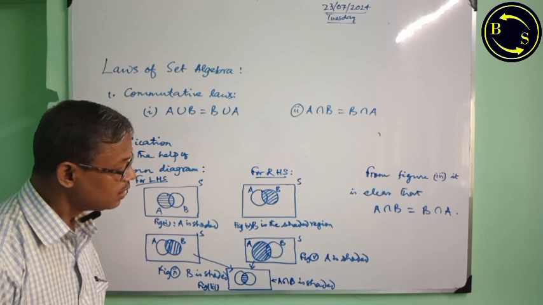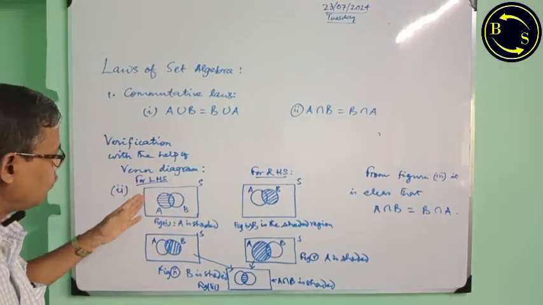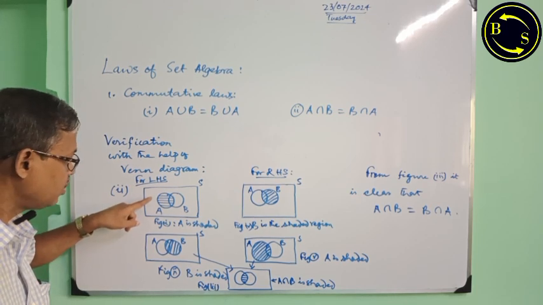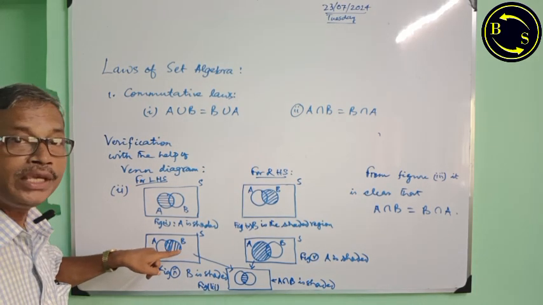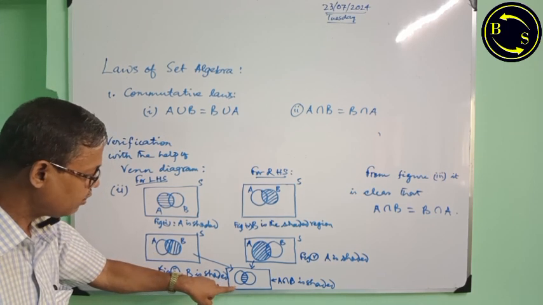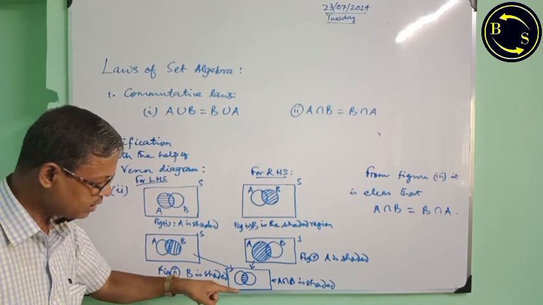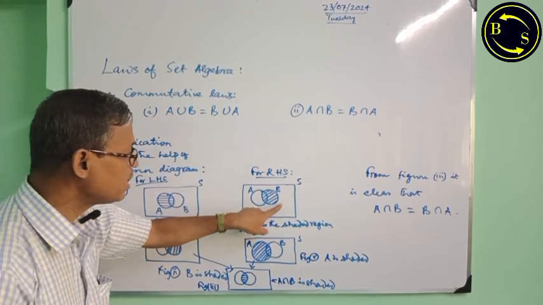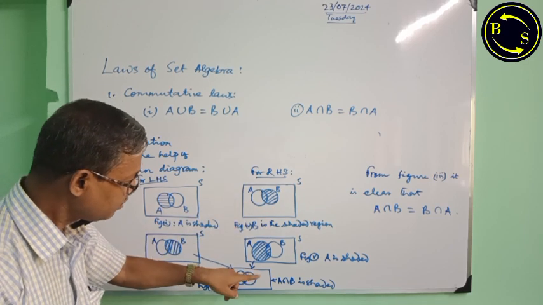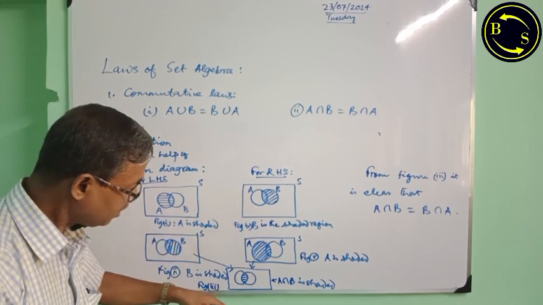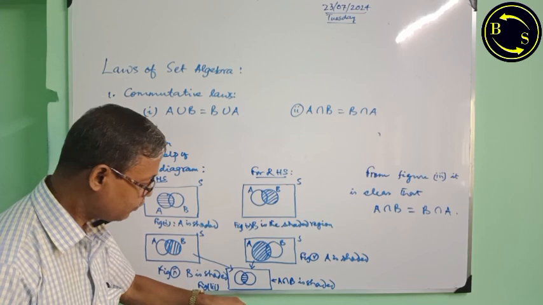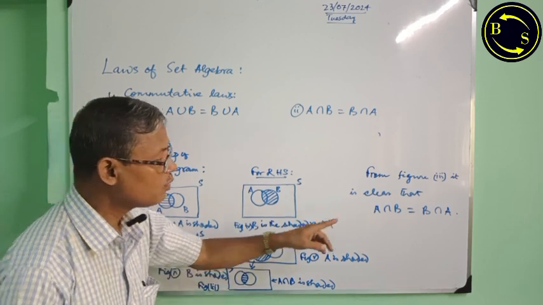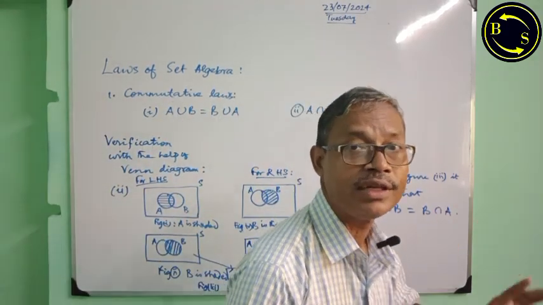What we have done? Stepwise. For the left hand side, we have drawn first two diagrams. In the first diagram, we have marked A. In the second diagram, we have marked B. And in the third diagram, that is the final one, for the left hand side, A intersection B is shaded, and for RHS purpose, B set is shaded in the first diagram, and then A set is shaded, then the final diagram is this. Therefore, we find the final diagram in both cases same. Therefore, we conclude A intersection B equal to B intersection A.